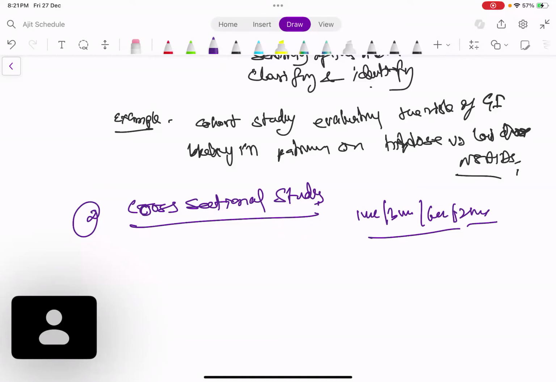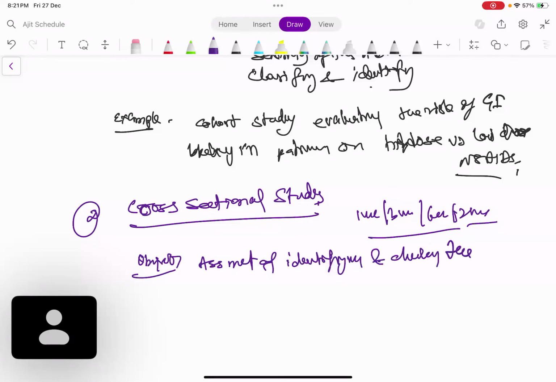So let's construct a cross-sectional study. What topic in safety assessment can we take? Let's take the simplest one. The objective of this study: identifying and checking the prevalence of drug related problems. Drug related problems means, let's take drug interaction. You can take one, or many.